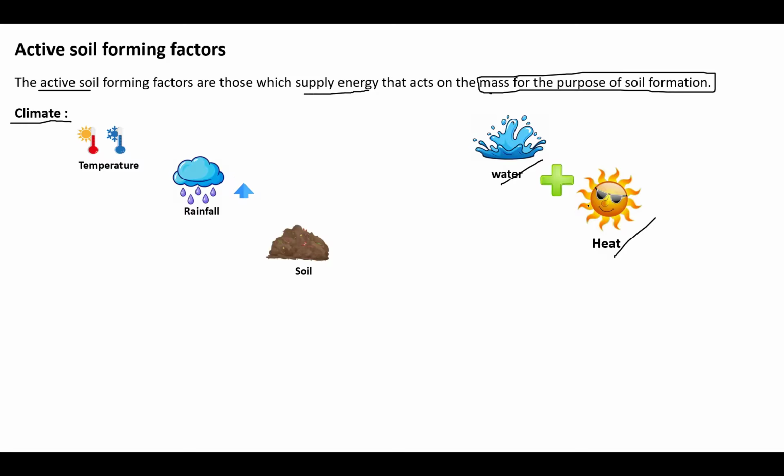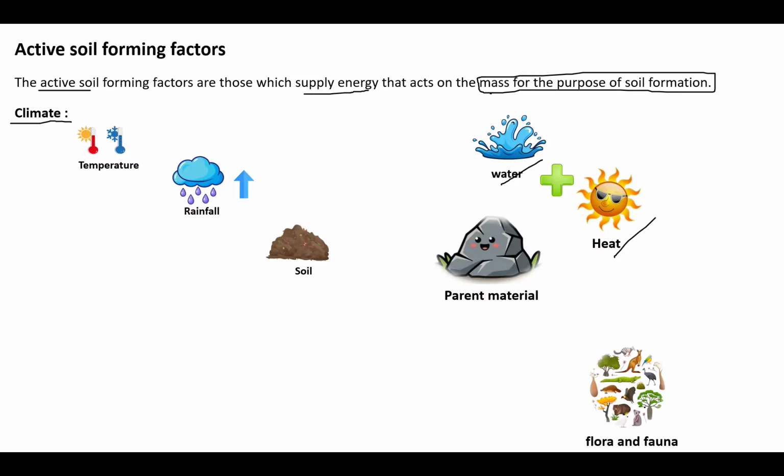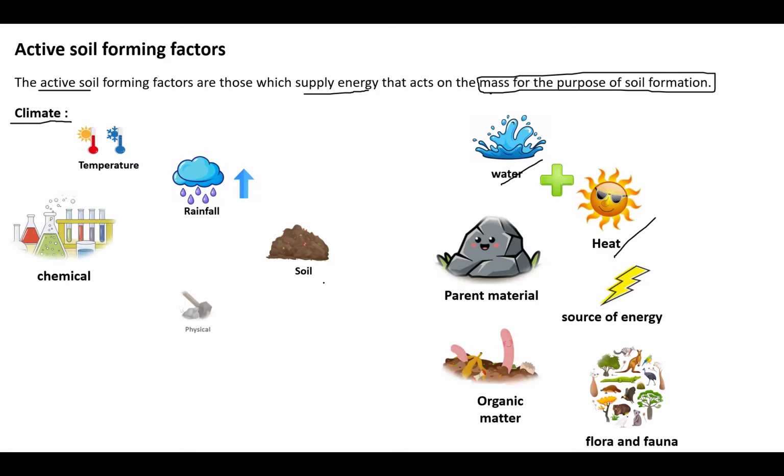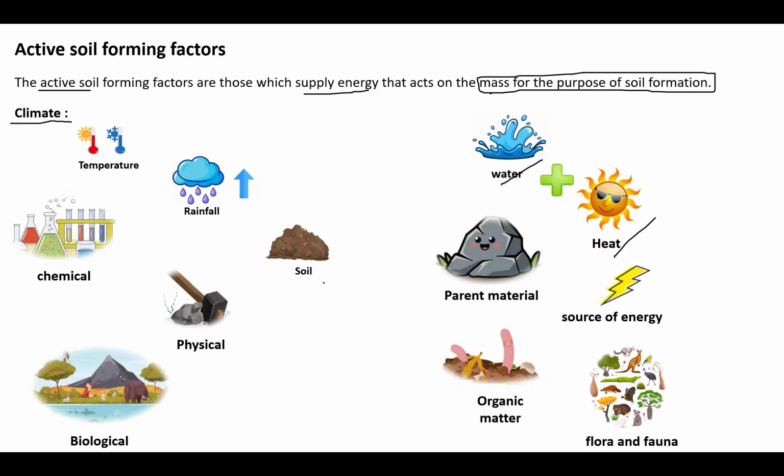These two energies, water and sun, act upon the parent material, and due to the effect of water and heat on the parent material, it acts as a source of energy for flora and fauna. And after this flora and fauna emerge, in future they will be converted into organic matter. After the combined effect of all these things, climate will facilitate the weathering process, like chemical weathering, physical weathering and biological weathering.